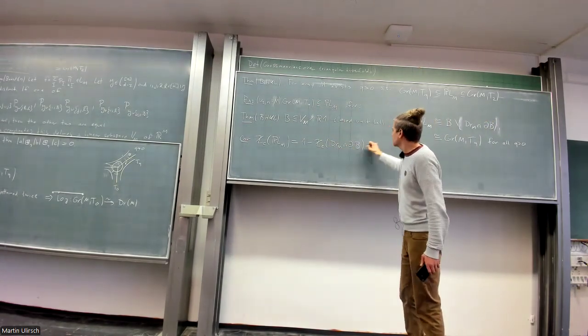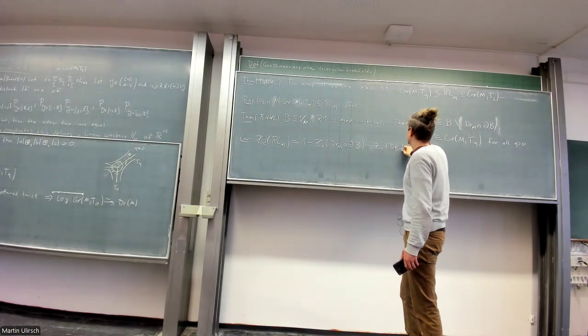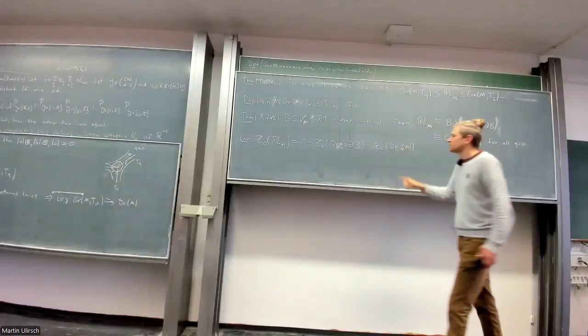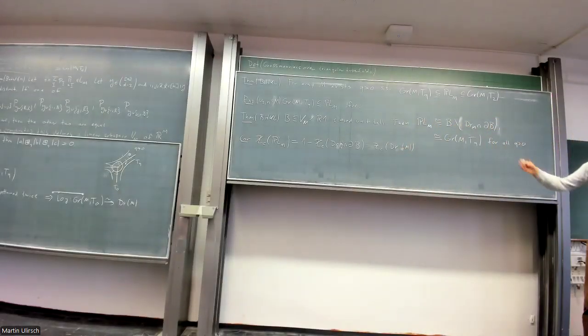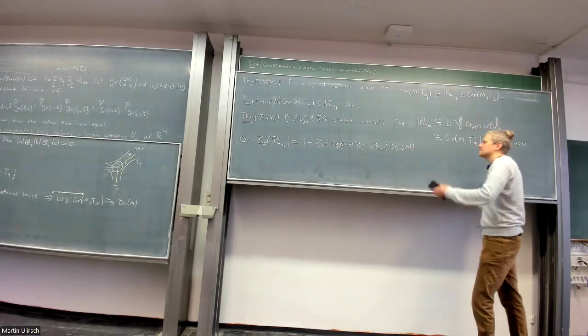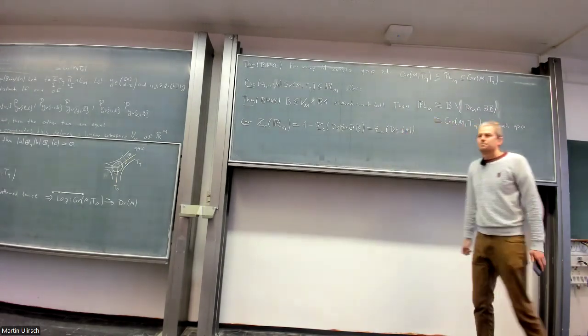I won't go into details. This is also the compactly supported Euler characteristic of the Dressian. So, still, this is a very complicated object, but it's piecewise linear, so there might be more chance to calculate this.